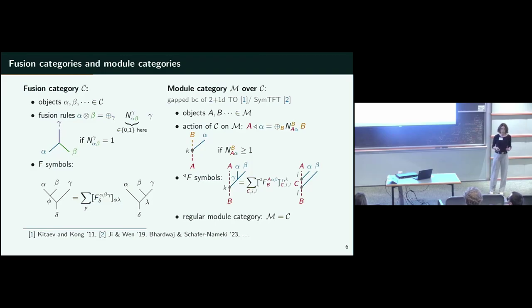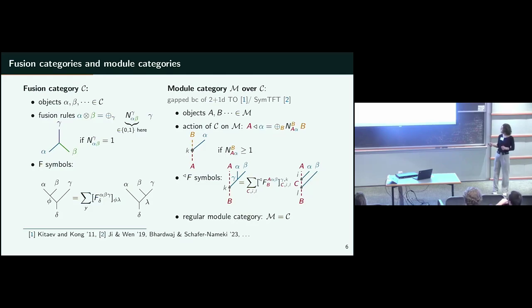A module category over a fusion category appears in contexts like gapped boundary conditions of topological orders or the SymTFT. And the module category can have a different set of objects, which I denote with Arabic letters, and it also comes with an action of the fusion category on the module category. Pictorially, this actually means that there's some kind of vertex where we have two lines of the module category meeting one line of the fusion category.